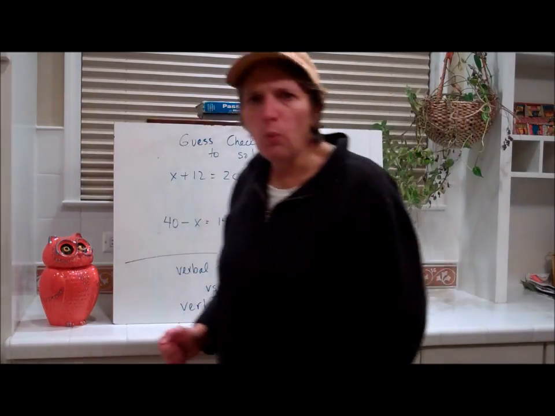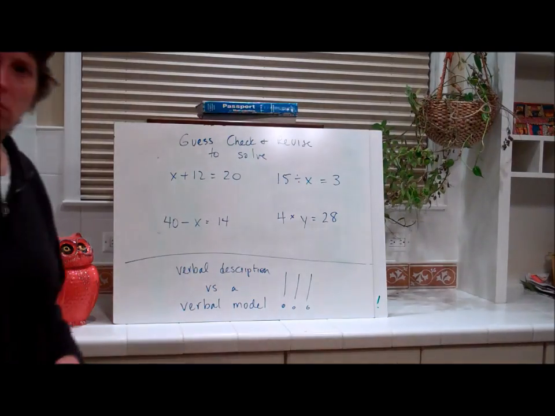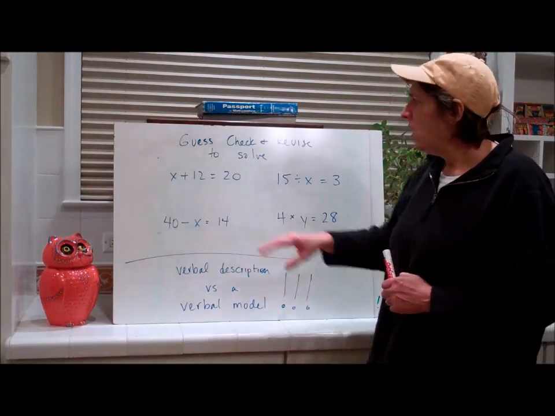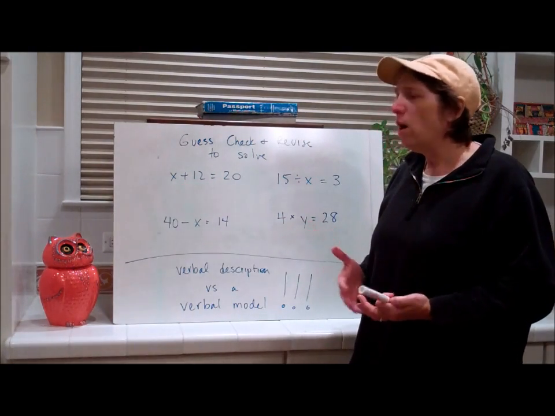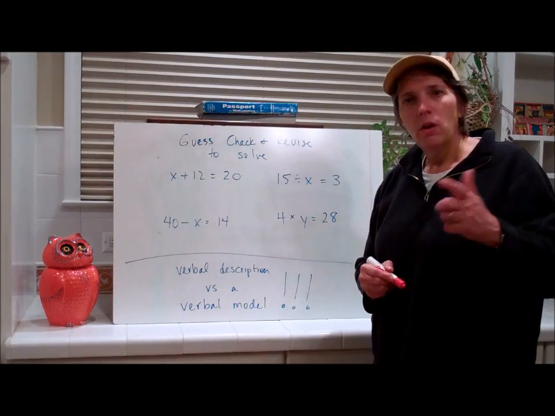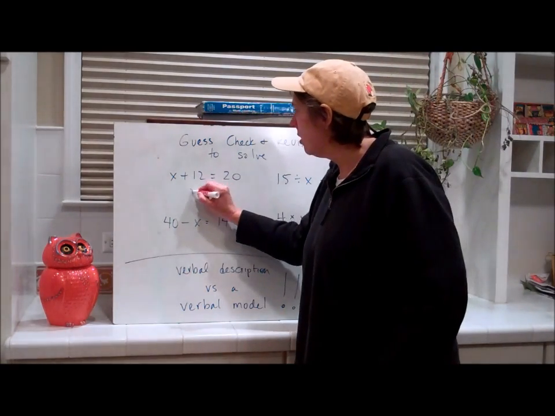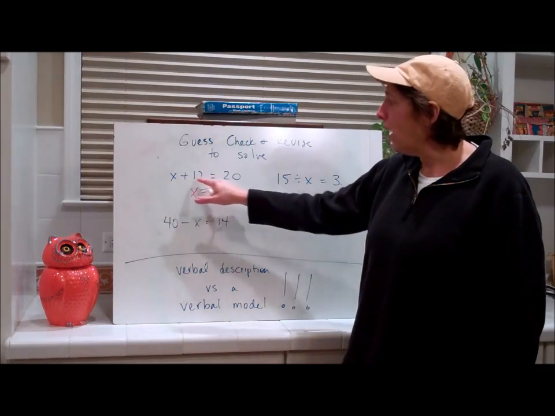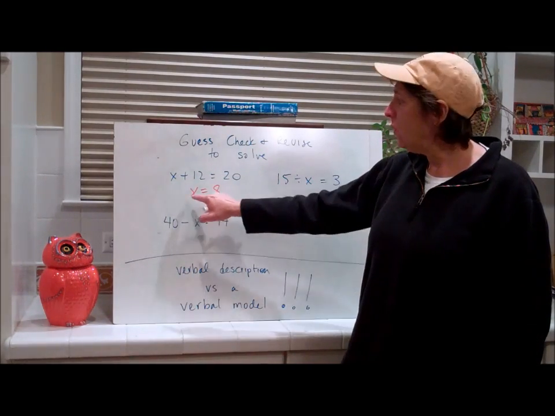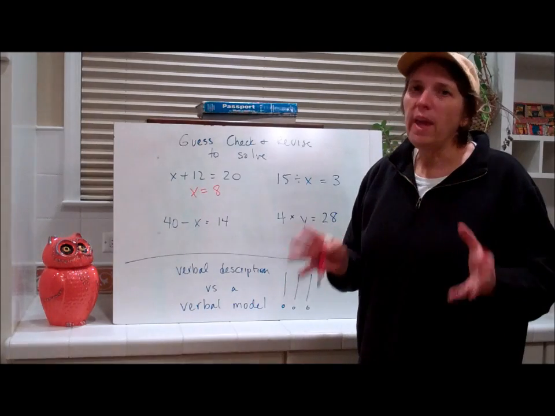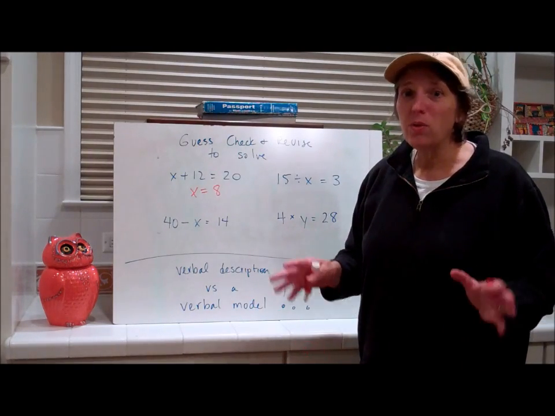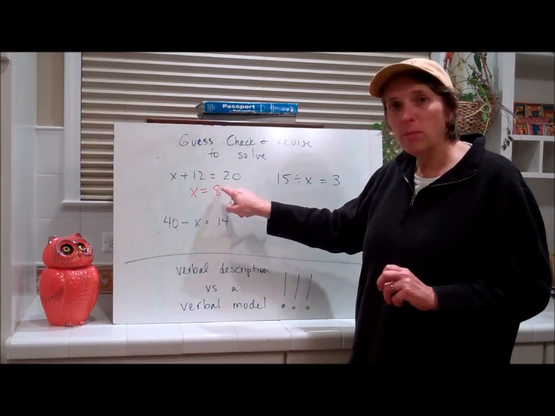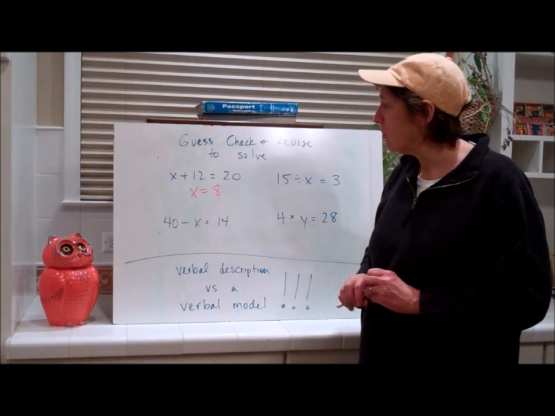So, what are we going to do here? This one's pretty easy. We're going to use guess, check, and revise to solve these. So, what number added to 12 will give us 20? That's right. x equals 8. But notice how I wrote the answer. You have to write the problem down, and then you have to write x equals 8. You can't just write x equals 8 when you do the homework tomorrow in class. So you have to write down the problem, and then you have to write underneath it what x equals.